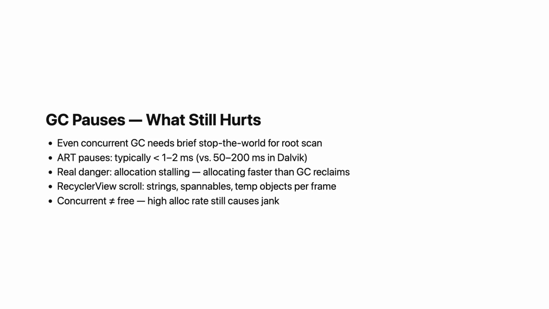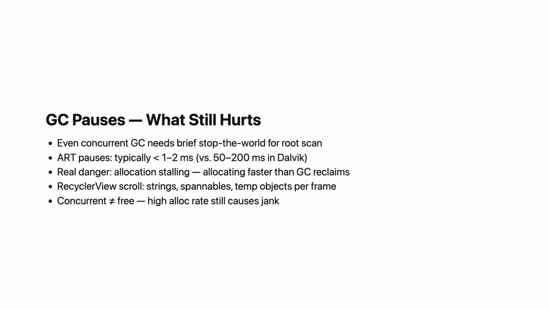Picture a RecyclerView that is scrolling fast. Every frame, your onBindViewHolder creates new strings by concatenating text, new SpannableStringBuilders, new temporary objects from data transformations. If you are producing garbage at a ferocious rate, the collector has to work harder and harder. Even if each individual pause is small, the cumulative effect on your frame budget can push you over that 16 millisecond threshold. The takeaway is this: a concurrent collector gives you a much bigger margin of error, but it is not a license to allocate recklessly.